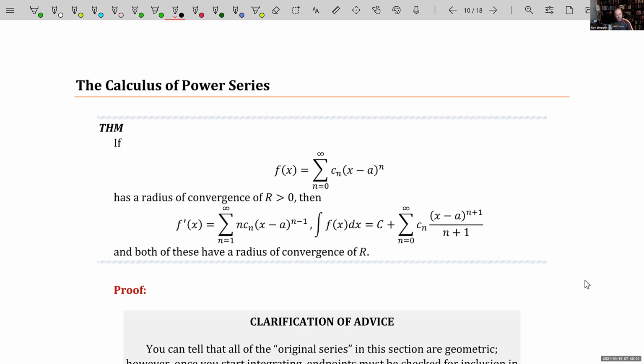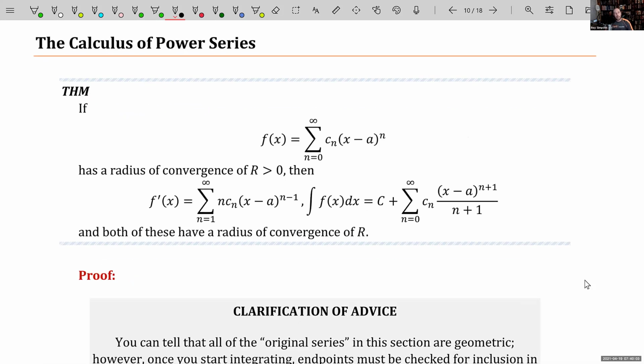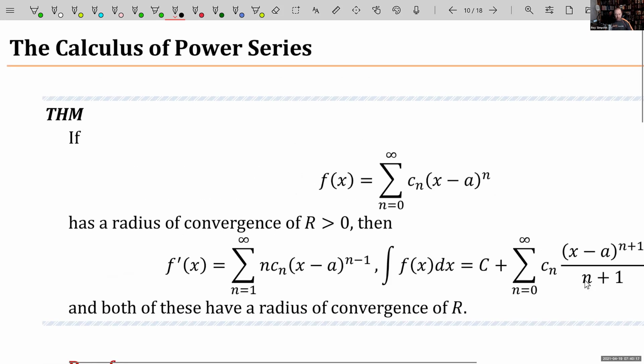Now we're going to switch into, we're still in section 11.9, but we're going to start talking about the calculus of power series. Now, the calculus of power series is actually why you learn power series. So it is important that we spend a little bit of time on this. So let's start with the statement.